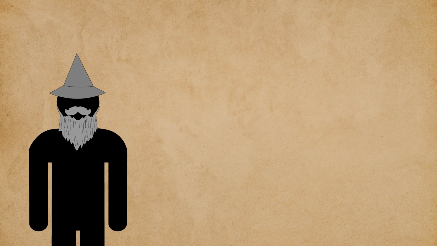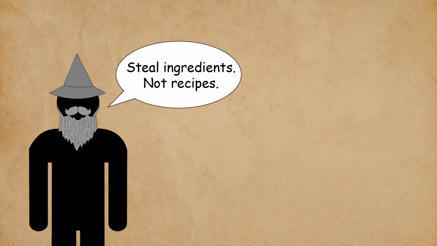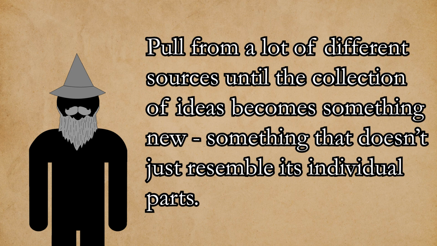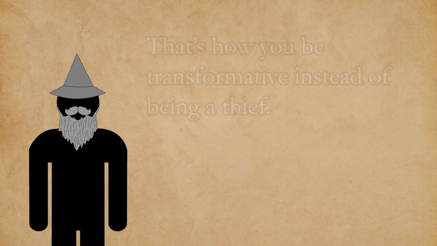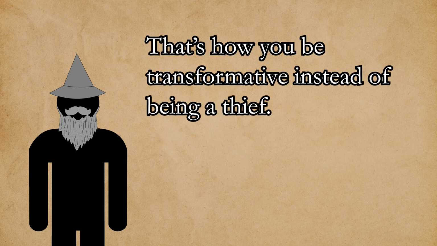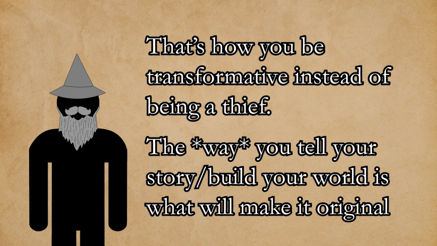So, in a very basic sense, my advice for originality is to steal ingredients, not recipes. Pull from a lot of different sources until this collection becomes something new, something that doesn't just resemble its individual parts anymore. Because at that point, you're being transformative and turning all these little pieces into something new instead of just ripping off someone else's work. The way you tell your story or build your world is what will make it original, as long as you're using your voice to tell it.